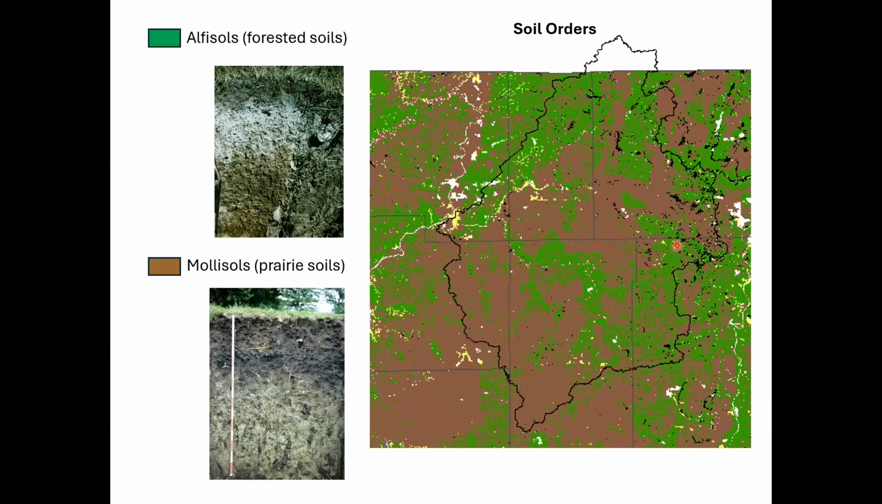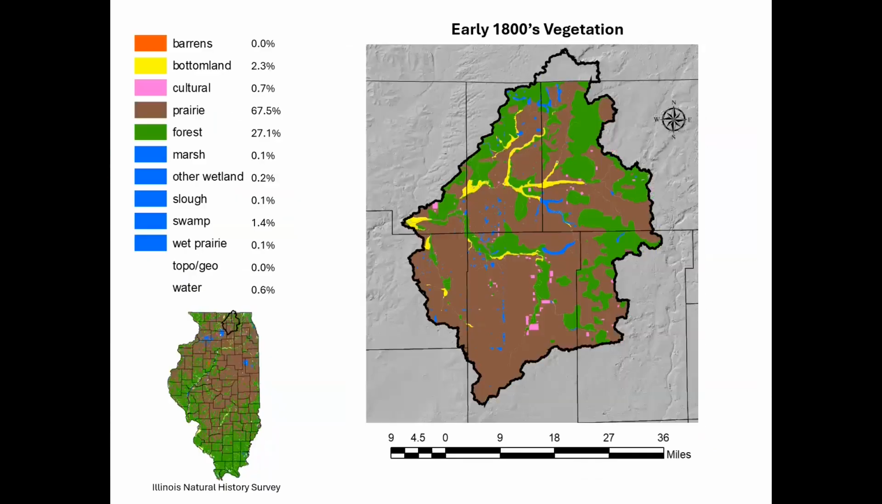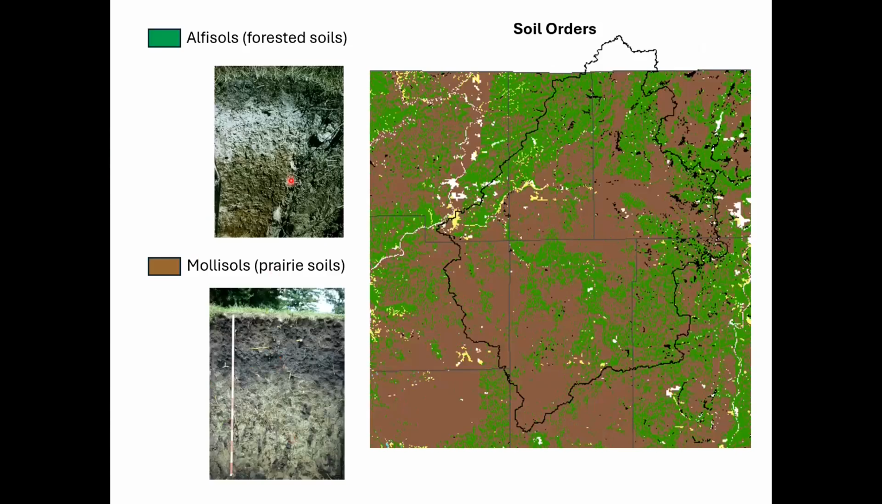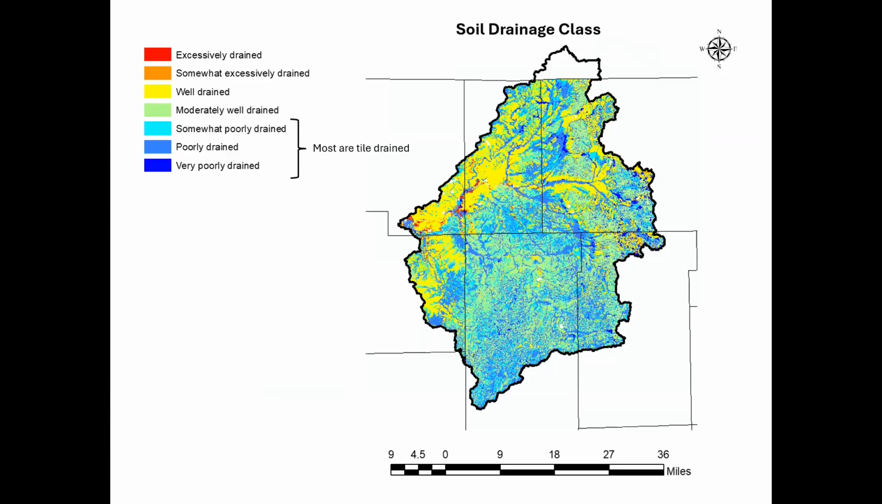So you can see the northern part of the watershed has a higher percentage of forested soils than the southern half of the watershed, which is mostly prairie in the central part of it. And that map lines up pretty well with the native vegetation map, because the type of vegetation you have is going to ultimately, over thousands of years, impact the type of soils you end up with.